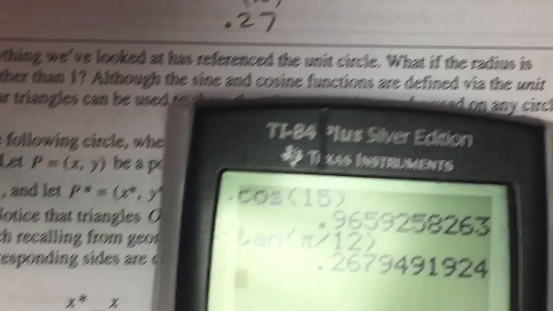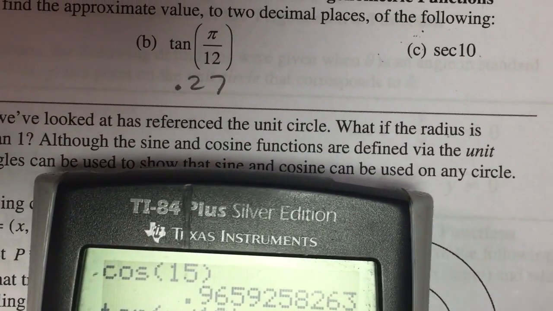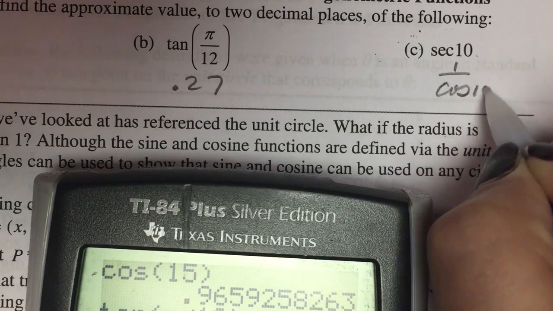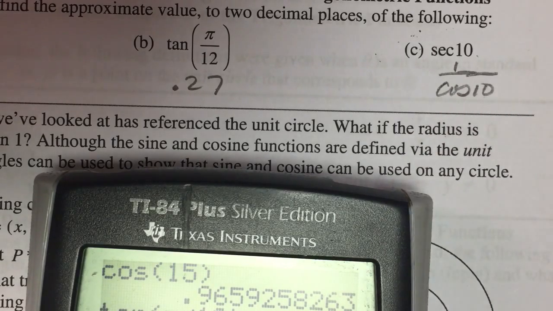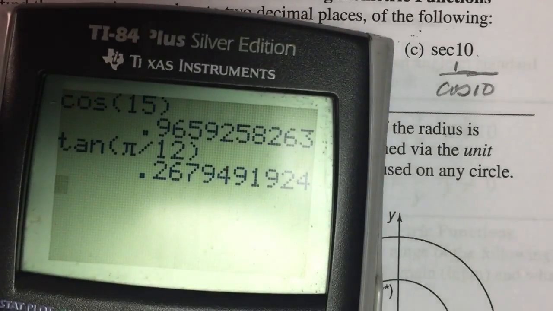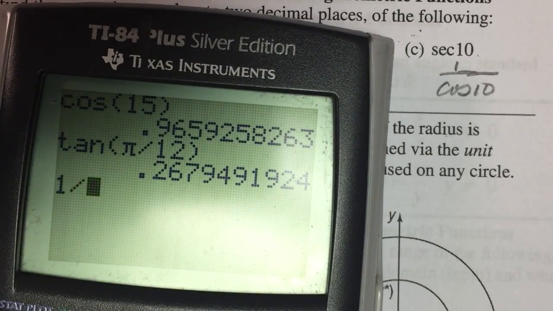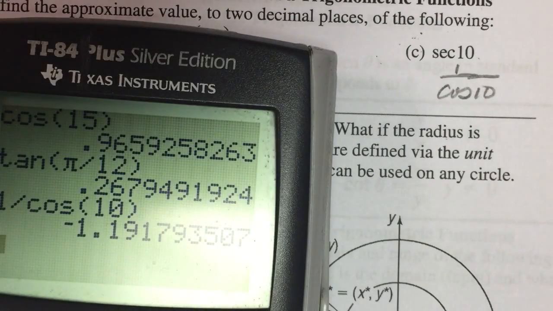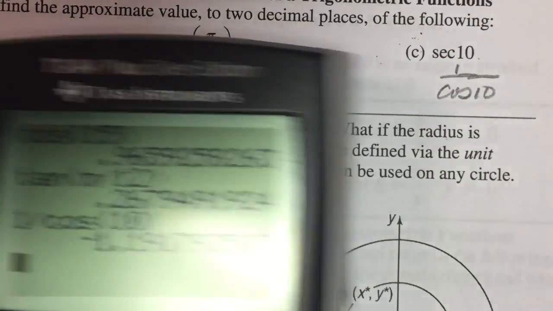Now, if I want the secant of 10, that is 1 over the cosine of 10. So that's how you should plug it into your calculator. 1 divided by the cosine of 10. And again, you should still be in radians. And I'm getting negative 1.19.